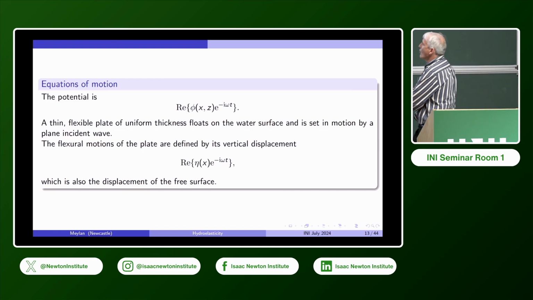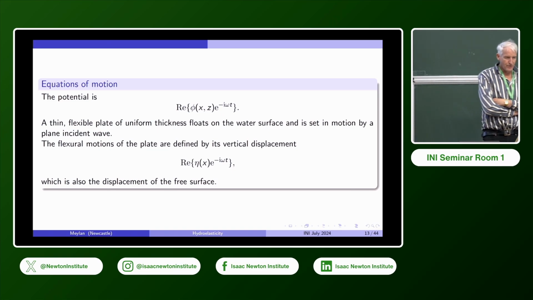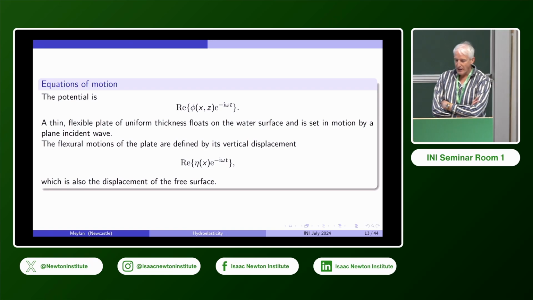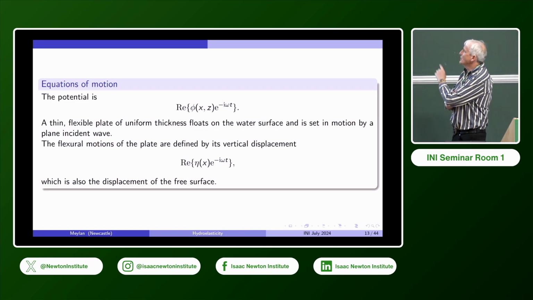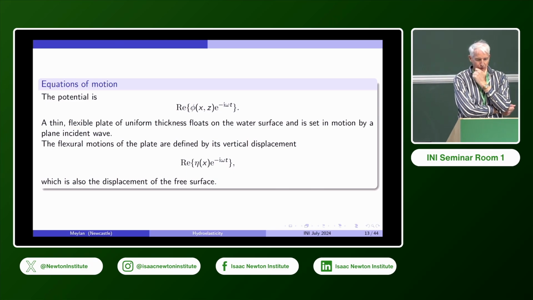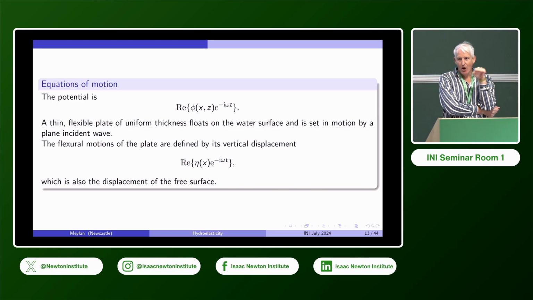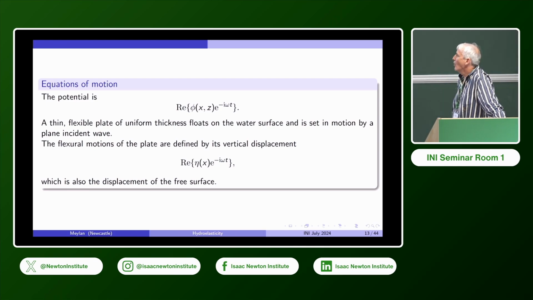But as always, we assume the problem's linear, and we assume that we have a single frequency omega. That's going to greatly simplify the equations, and it's going to greatly simplify the analysis of the system. I just introduced these variables here, phi for the velocity potential of the fluid, and eta for the motion of the fluid surface. We're imagining the plates floating on the surface of the water, so eta will be the motion of the plate, or it could be the displacement of the free surface.